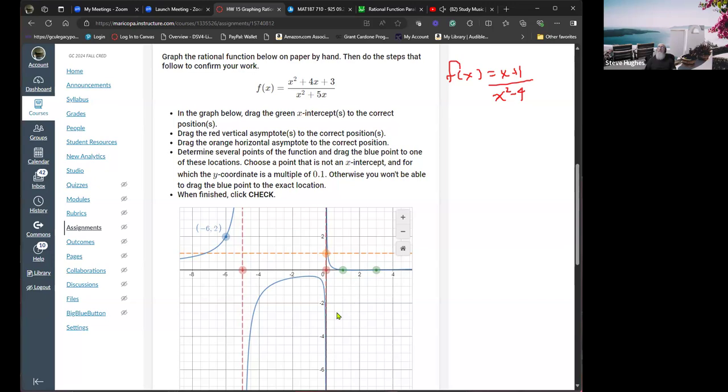Remember, you find the x-intercepts by letting your function equal 0. Your function equals 0 where the numerator equals 0.